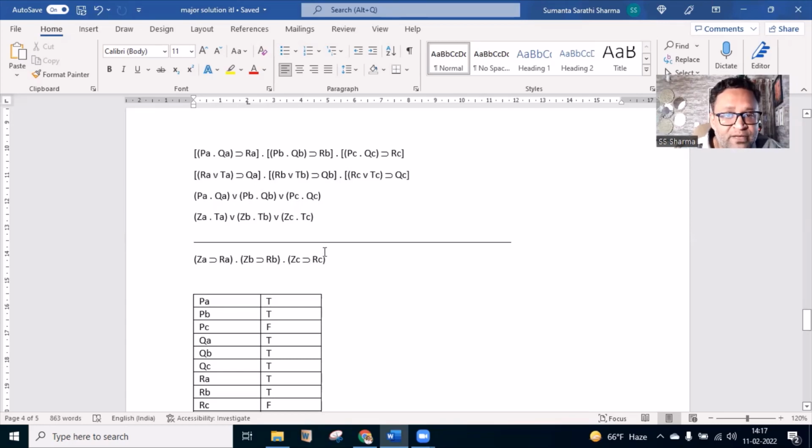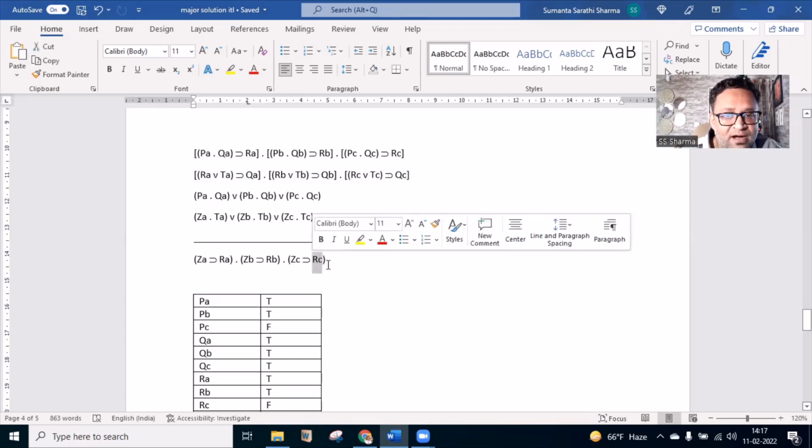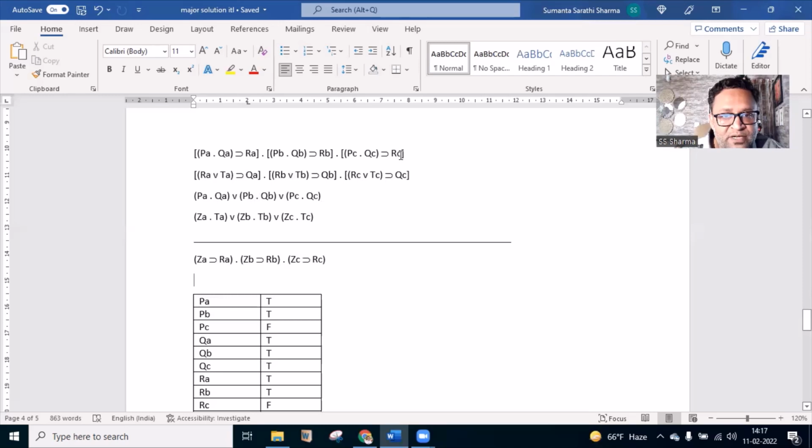Now you can see that RC is false, right? So RC is false, and if you go to the first statement, you can see again it is an AND function and all of them have to be true. So if RC is false, then it is necessary that PC.QC has to be false as well, because if PC.QC is true, then this will become false, and because of this, the whole function will become false. That will create problems for us. So since RC is false, we have to make PC.QC false as well.